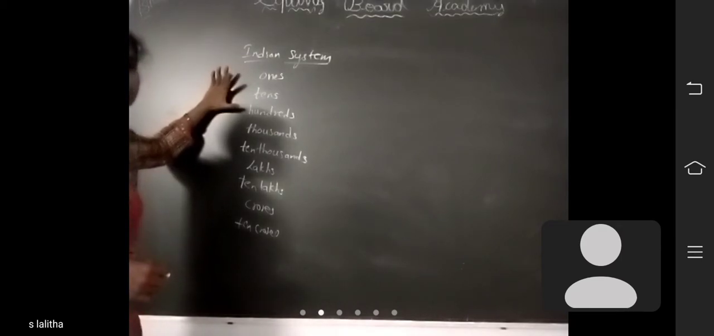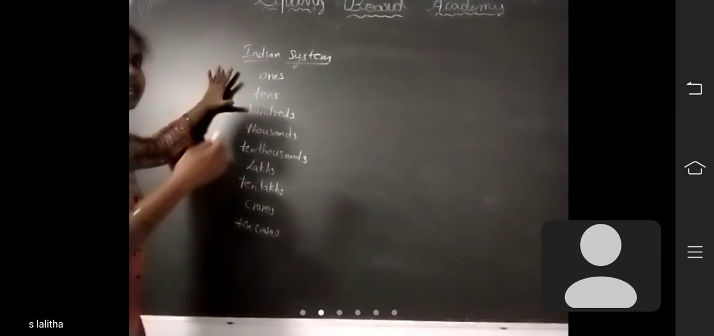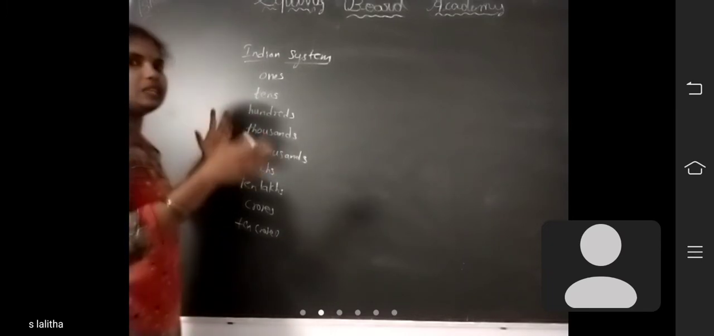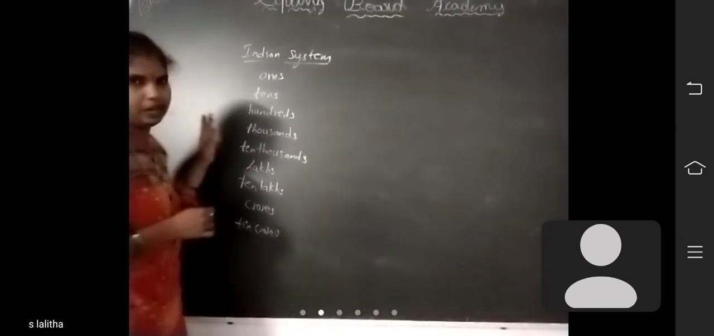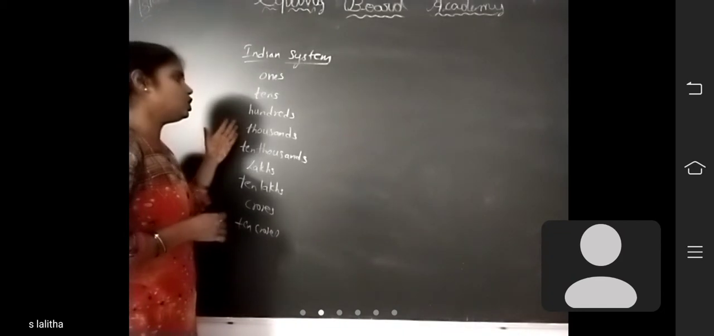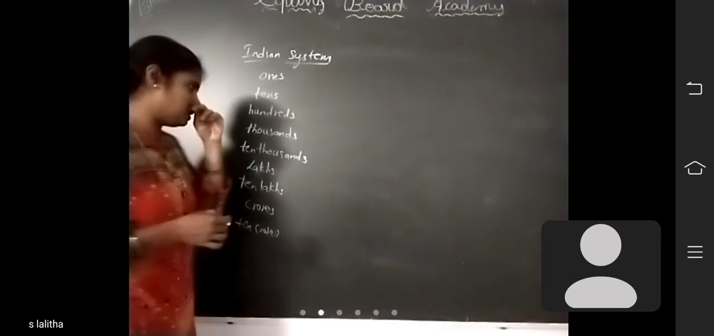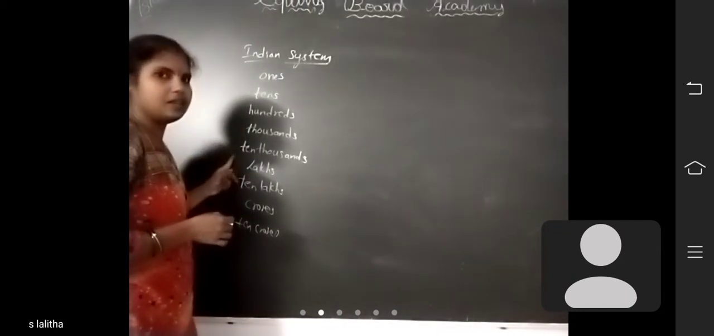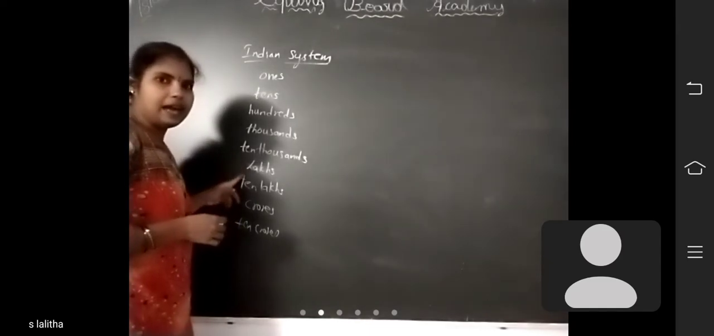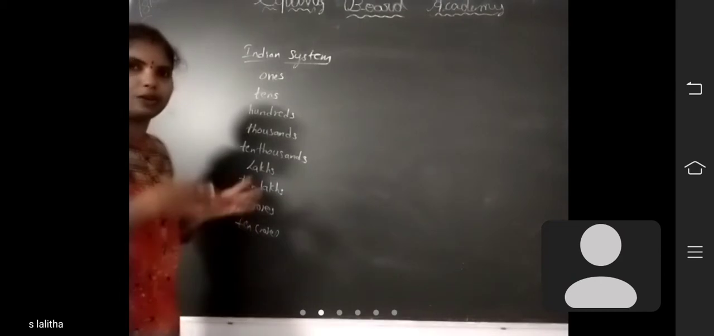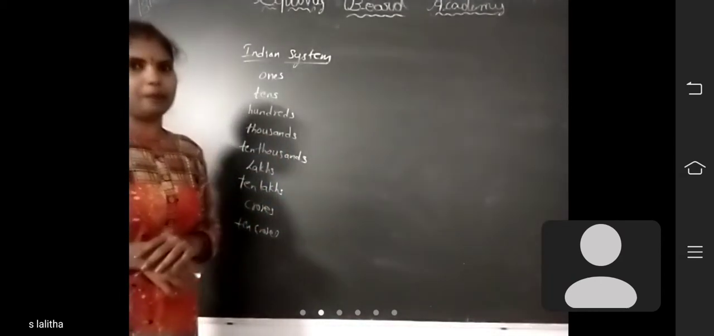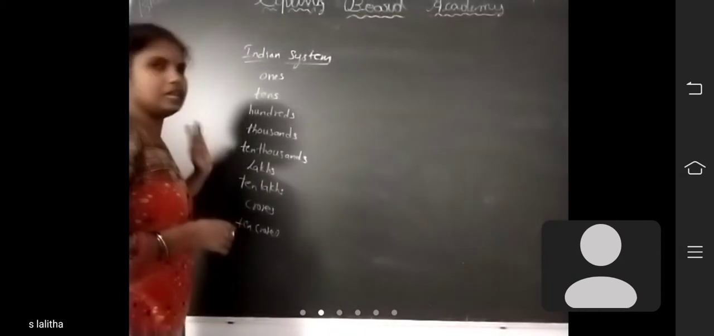In the Indian system, how do we put the commas, children? From the right side, after the first 3 digits you should keep a comma. That means 1, 10, 100, then keep a comma after 100. After that you should keep commas after every 2 digits. That means thousands, 10,000, keep the comma. Next, lakhs, 10 lakhs, keep the comma. Next, crores, 10 crores, 100 crores, 1000 crores, like that. So these are the Indian system.